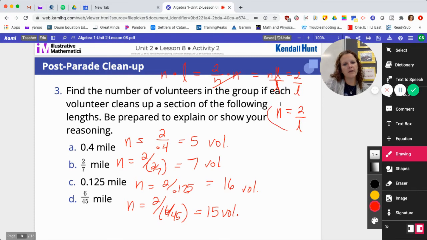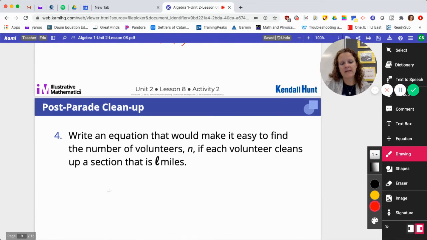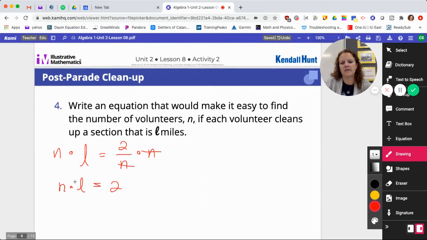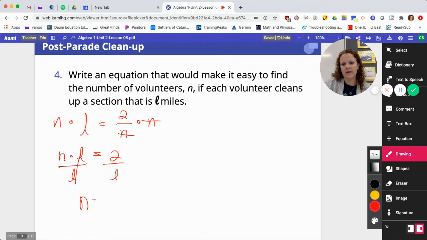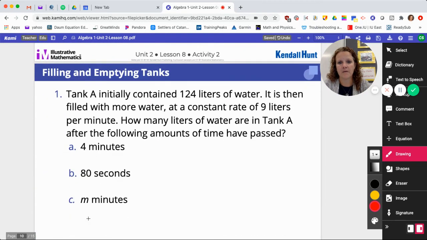So we rearranged our equation to make our work easier. So write an equation that would make it easy. We already did the length of road equals 2 over n. So I'll do it again. I need to solve this equation for n. So I have n times l equals 2, and then divide both sides by l. N equals 2 over l gives us the number of volunteers. We rearranged the equation to make our work easier. We rearranged it once and we could use it every time. All right, let's try another one.